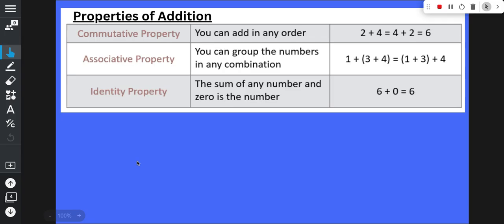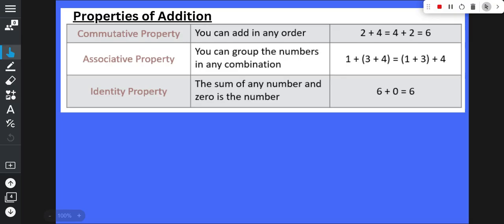Our next thing is going to be the different types of properties. The two big ones that you're going to work on in the property of addition would be the commutative property, where we can change the order of any number. So we can see we can do 2 plus 4, or we could do 4 plus 2, and they both would get to the same answer.